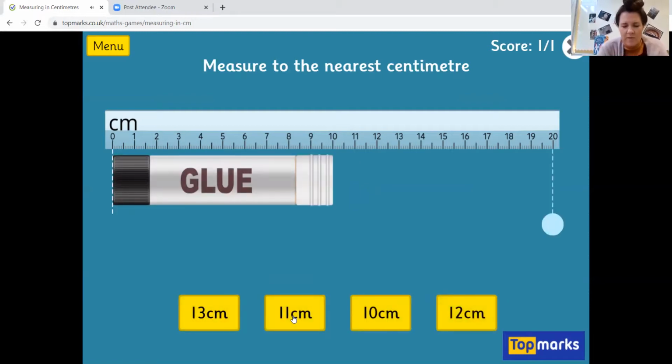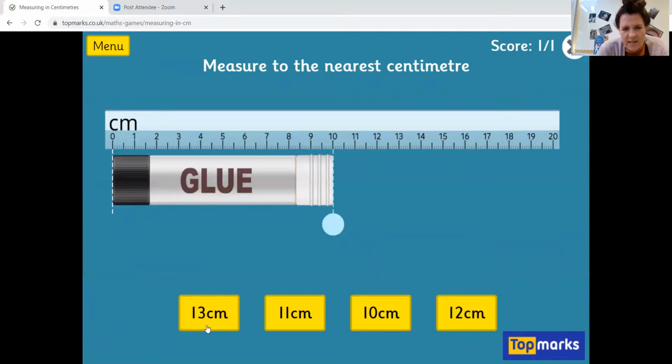Right, we're going to do one more of these, and then you can have a play on this yourself. Okay. Right, here we go. So I'm going to drag this here to the end of our glue stick. Okay, so have a look. What do you think? You can do the measuring at home. Okay, what do you think? I'm just going to do it in my head, looking along my ruler. So I'm going to count along. Okay, I think I've got it.